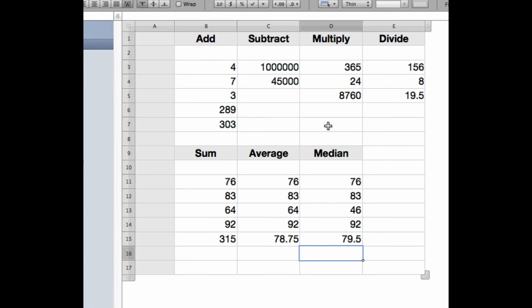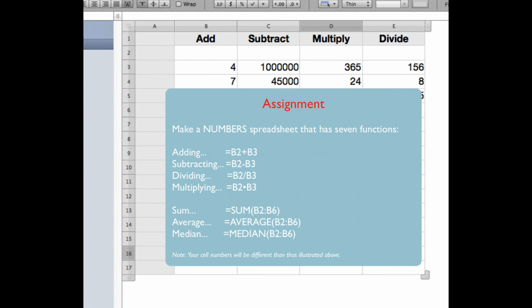Okay, pretty cool. So your assignment will be to do a spreadsheet that includes these 7 functions. You have to go in and you have to send me the spreadsheet so that I can go in, click on any of these, and see that you've inputted the correct function, but use different numbers.